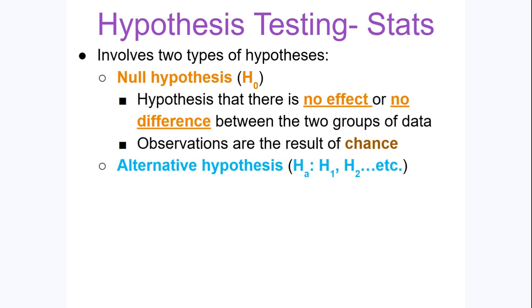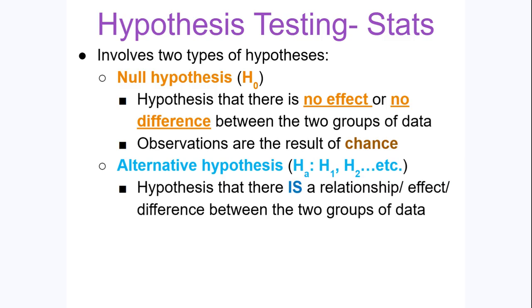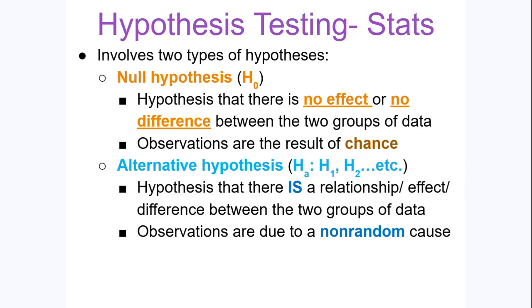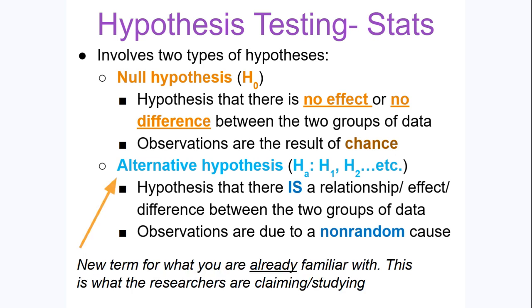The alternative hypothesis, you will number them if you have more than one, but you can just call it HA or H1. If you have more than one, you would say H2, and so on. It's the hypothesis that there is a relationship or effect or difference between the two groups of data. Observations are due to a non-random cause, meaning that the differences that we see are due to what we are exploring, not just something that was random. That may be a new term for what you're already familiar with. This is what the researchers are claiming or studying.